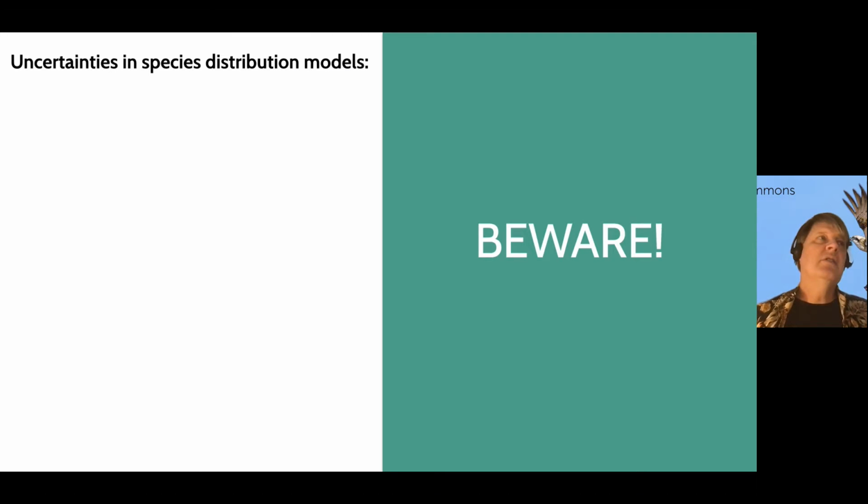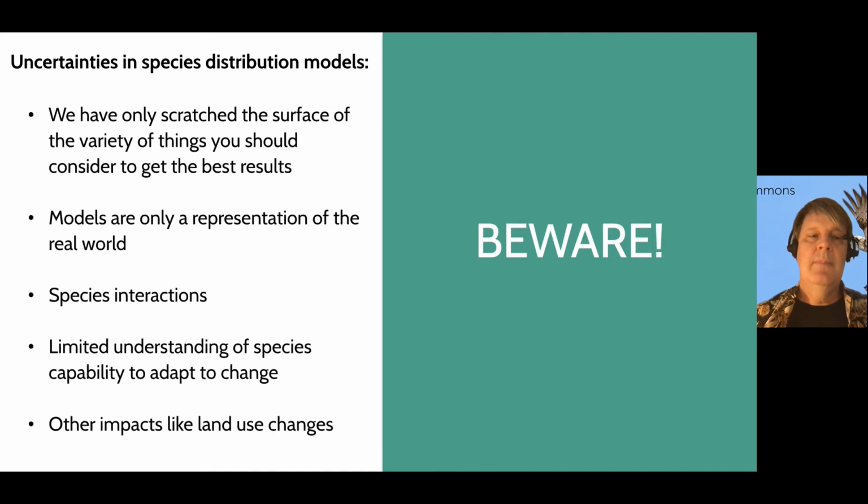So just a word of caution again. I've given you a lot of information on other things that you should think about, but there's a lot of uncertainty in species distribution modeling, right? And we've only really scratched the surface of some of the things that you need to think about. I'd urge you to look at that paper very closely if you're trying to really do this seriously. But keep in mind that all models are wrong, right? They're only a representation of the real world. They might teach you something, they might not.